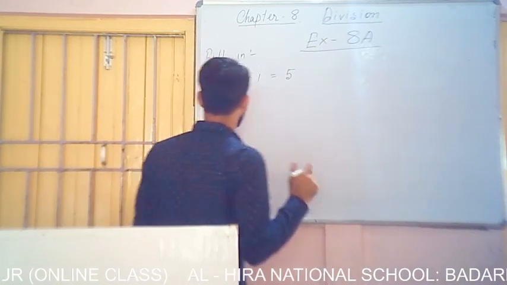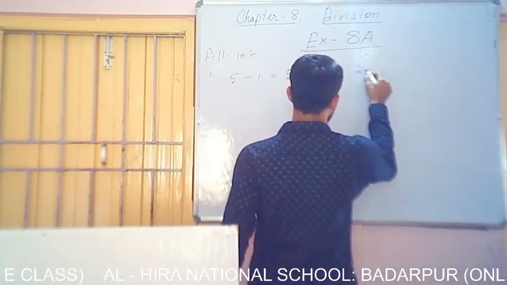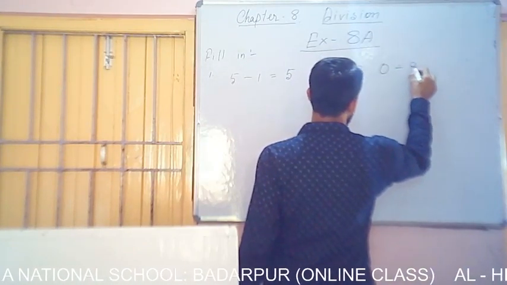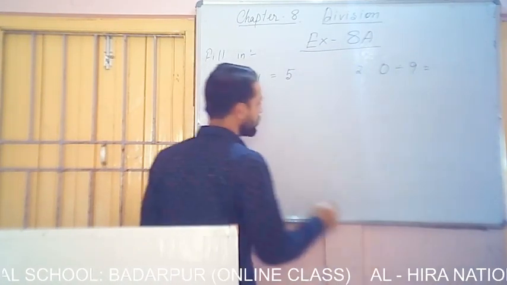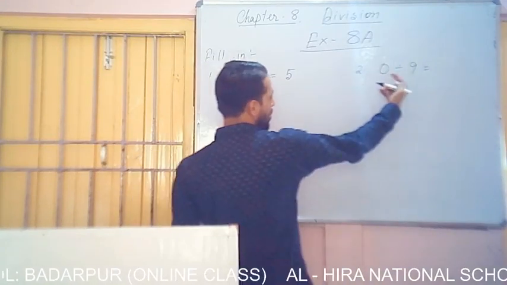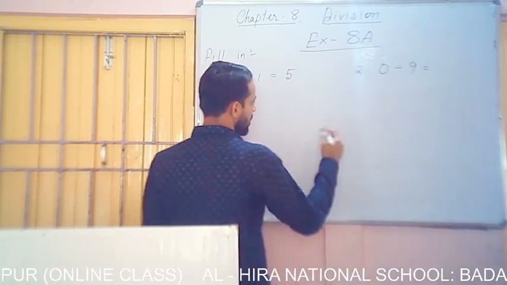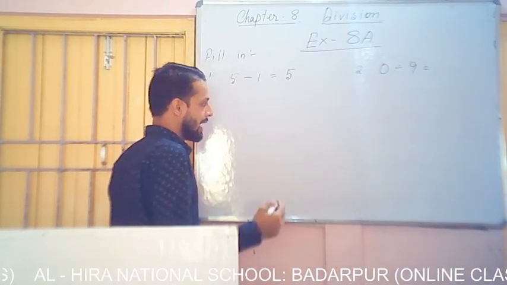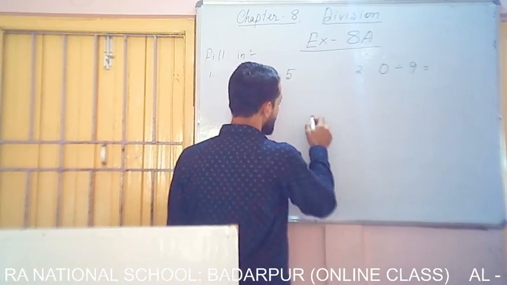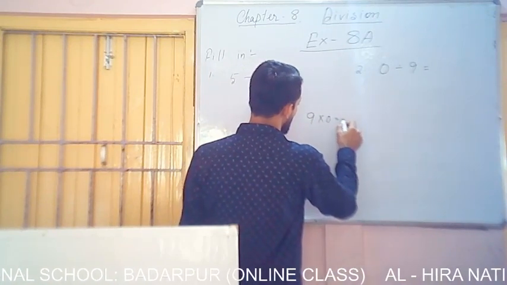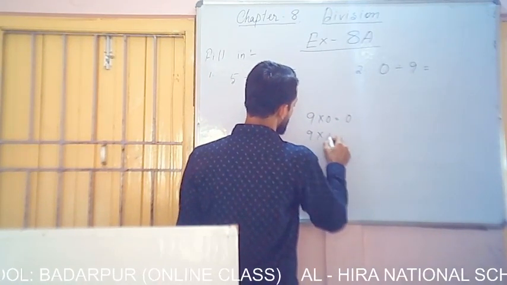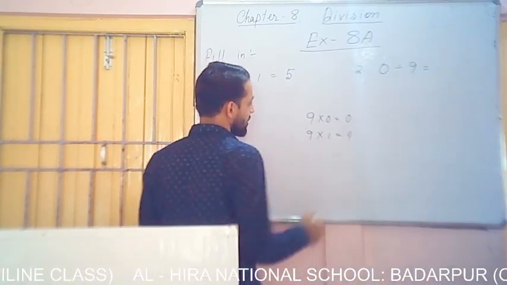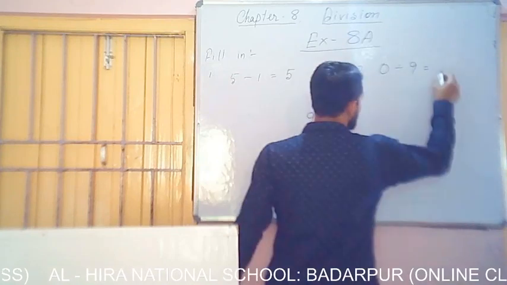So next question you see, question number 2, that is 0 divided by 9. So here which table we have to follow? We have to follow 9 table. Okay. So if we divide 0 by 9, what will we get? 9 multiplied by 0 equals to what? 0. 9 multiplied by 1 equals to what? 9. So what we have to write here? We have to write there 0.